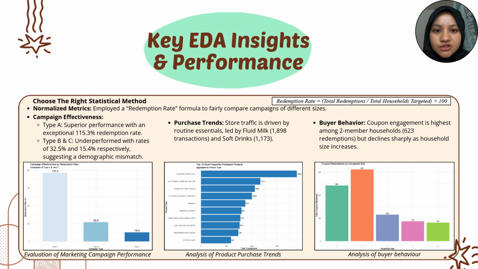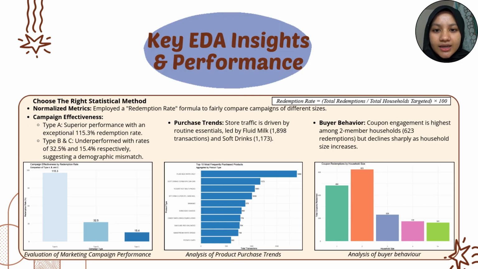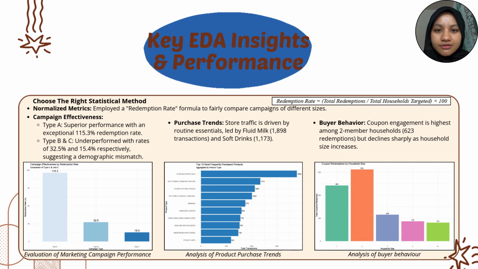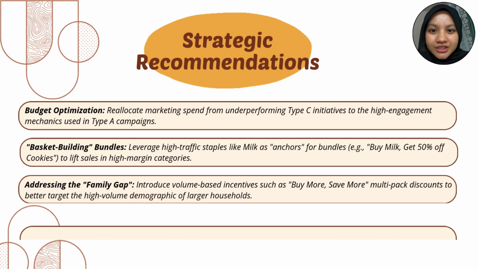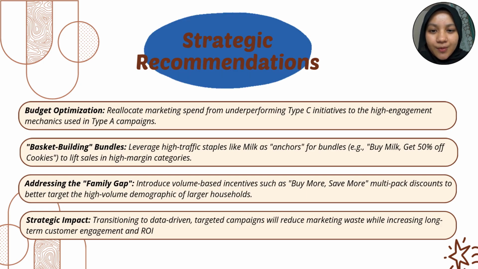Looking at the purchase trends, store traffic is mainly driven by routine essentials, led by fluid milk and soft drinks. Lastly, buyer behavior analysis shows that coupon engagement is highest among 2-member households and declines sharply as household size increases. Now, strategic recommendations. Based on the EDA findings, several strategic recommendations are proposed.